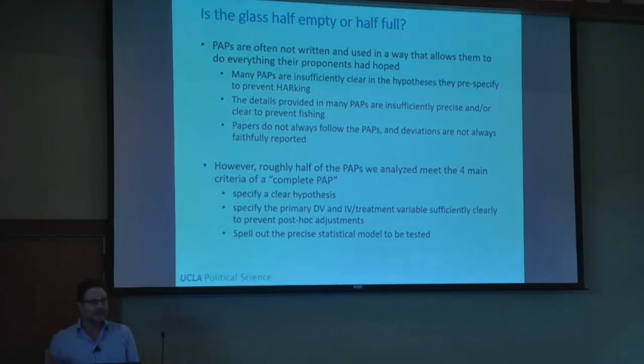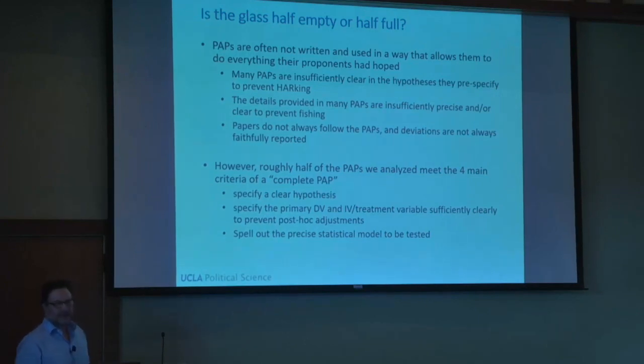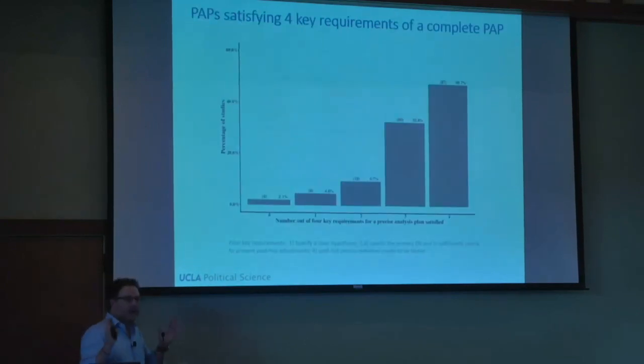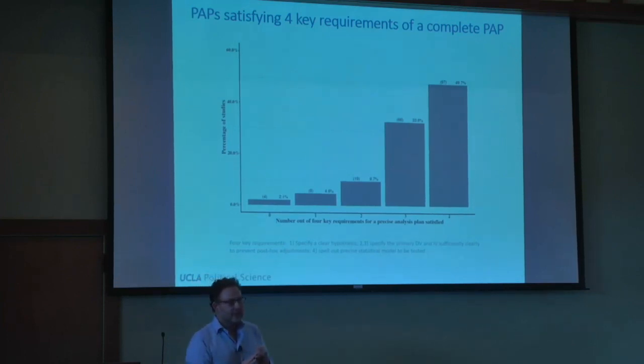The glass is half full view is that, roughly half of the PAPs that we analyzed, if you identify what we take to be the 4 key requirements of a complete PAP, you clearly pre-specify the hypothesis that you're investigating. You clearly specify your dependent variable in a way that prevents post hoc adjustment. You clearly pre-specify your main independent variables in a way that prevents post hoc adjustment. And you clearly specify the statistical model you're going to run to test it all.